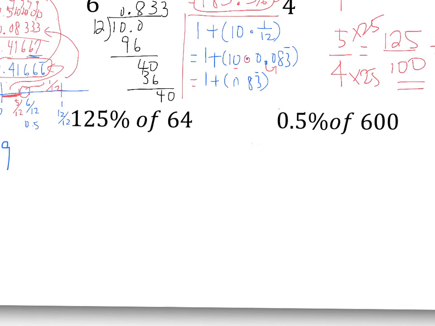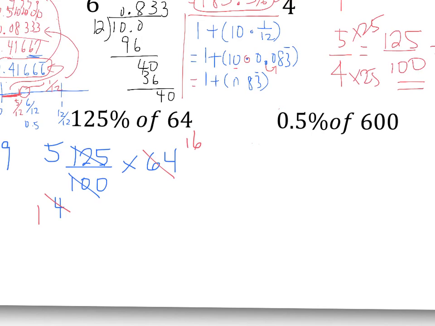And for this problem, 125 over 100, multiply that by 64. I can divide by 25. 100 divided by 25 is 4. 125 divided by 25 is 5. And then I can simplify 4 with 64 to get 16 here. And then 5 times 16 would be 80.